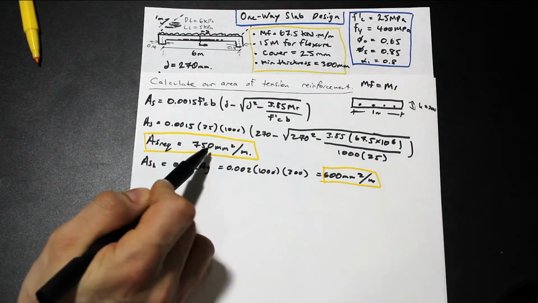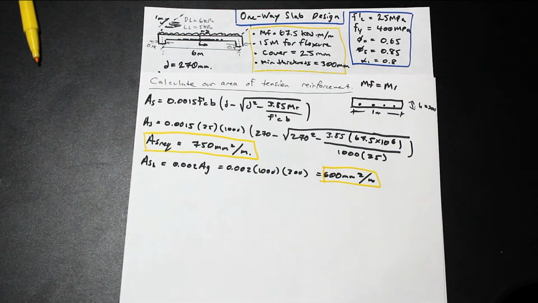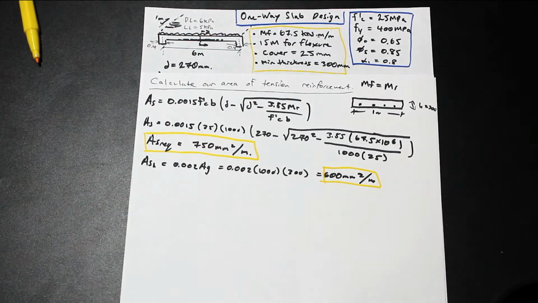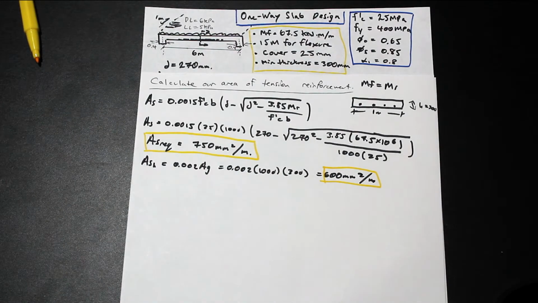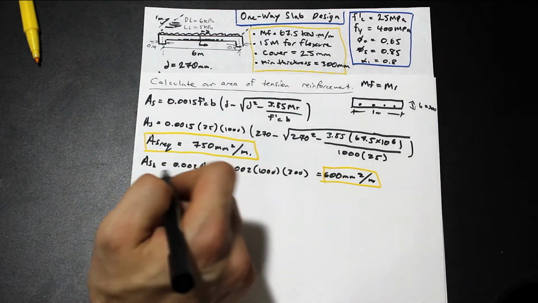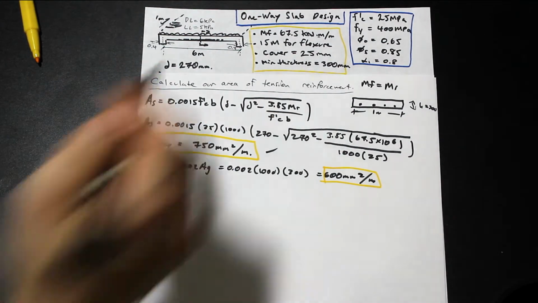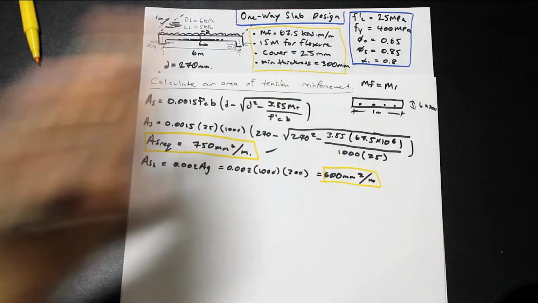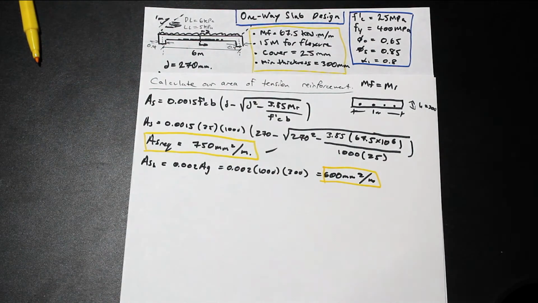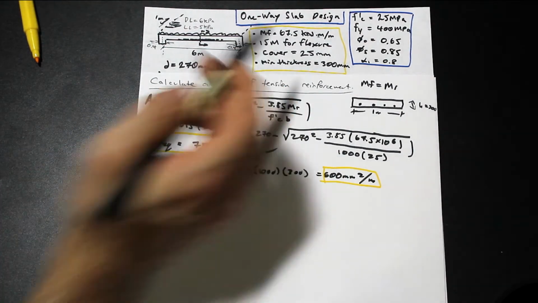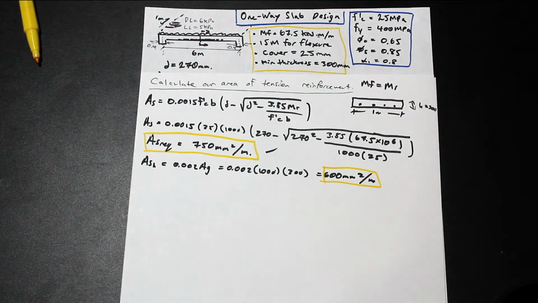So as we can see, the required amount of steel according to our formula here is greater than the amount of steel we need to provide for horizontal shrinkage. So we can just say that we will use 750 millimeters to design with. As we were given in the question, we're using 15 M bars for flexure. That's a metric system measurement. 15 is the nominal diameter, and the area for a 15 M bar is simply 200 millimeters.